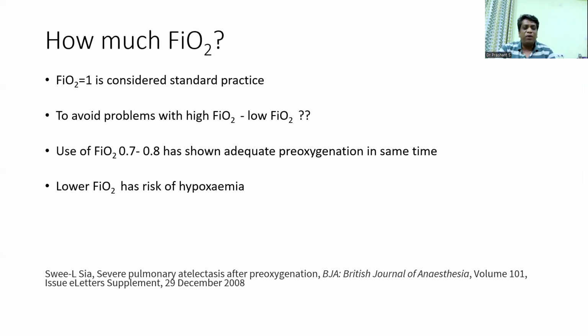Once we know the stages, one should decide how much fraction of inspired oxygen to be used. As the previous speaker already told, what are the demerits of using a high concentration of oxygen? So how to avoid them? There are a couple of studies in which they have used a fraction of inspired oxygen of 0.7 to 0.8, which is equally good when compared with a fraction of inspired oxygen of 1. If you are planning to use less than that, there is always a risk of development of hypoxemia.